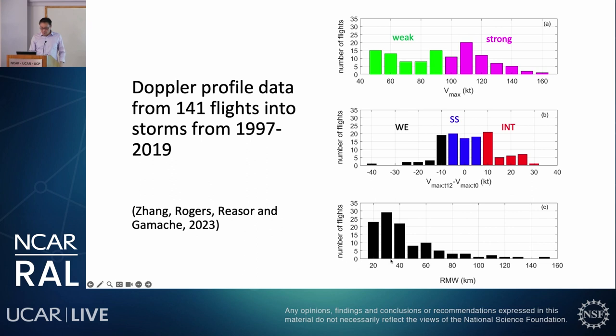And the bottom shows the histogram of the radius of maximum wind speed. You can see on average, the storm has the RMW about 30 kilometers.